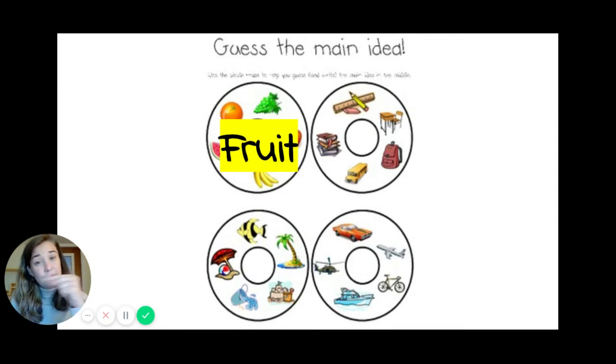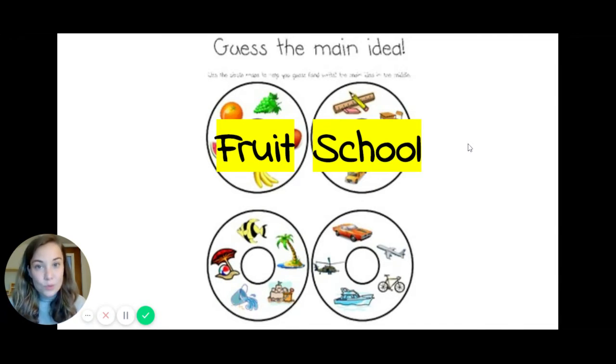Well, are all these things food like the other group? Definitely not, right? You can't eat a school bus. You can't eat a desk or your backpack or your stack of books. So that would not be fruit. The main idea would not be fruit, but the main idea would definitely be school, right? Those are all things you could find at a school. Great. Let's go on to the next one.